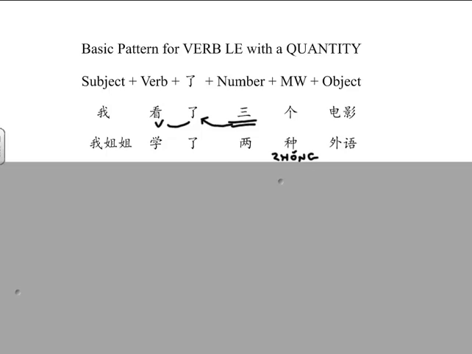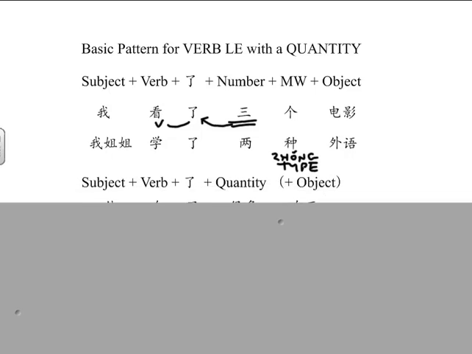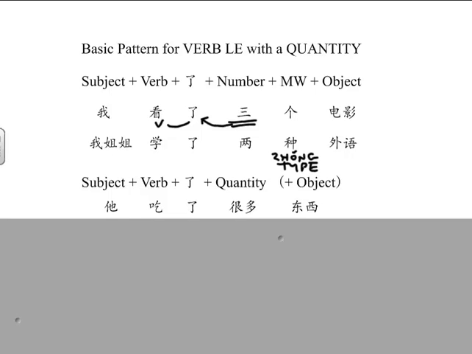Okay, let's read together. 我姐姐学了2种外语. My elder sister has studied 2 foreign languages, 2 types of foreign languages. And if you're unfamiliar with this word 种, this is just simply the word for type or kind, 2 types of languages. Okay, and then this can also be done with other sorts of words for quantities, not just number, measure word, or object.